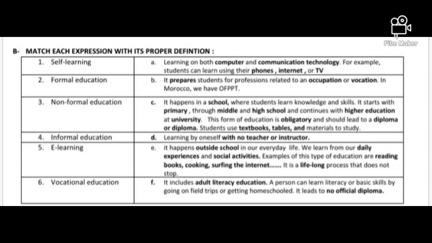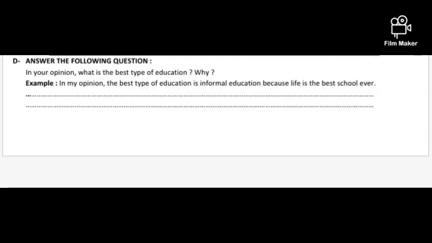And the last one, F, it includes adult literacy education. A person can learn literacy or basic skills by going on field trips or getting homeschooled. It leads to no official diploma. So it is related to literacy classes. So this is non-formal education. Okay, so these are the types of education. So let's move to the last exercise.